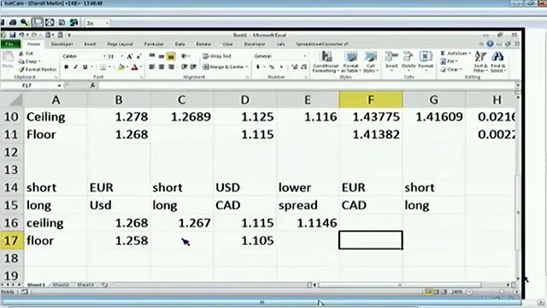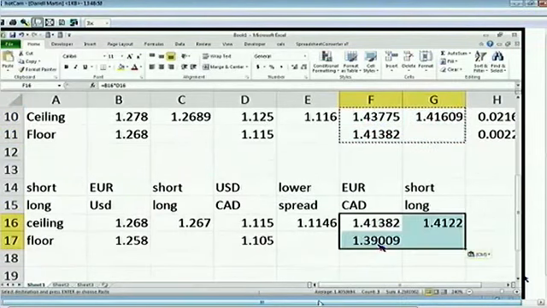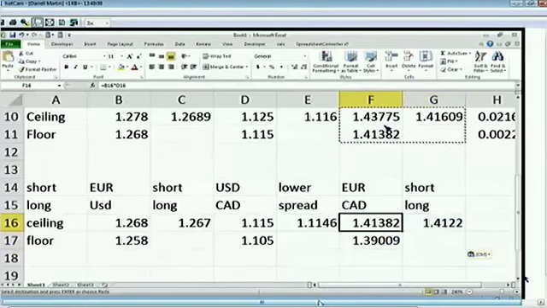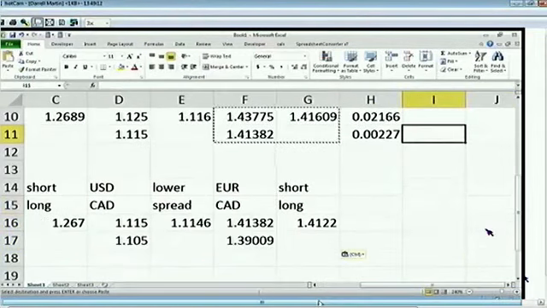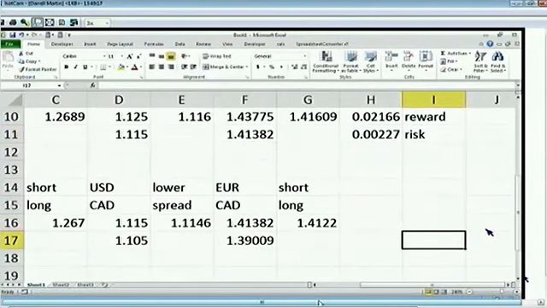And then what that would do for us right there is give us, we can just take these three numbers here, put them in there. That's letting us sell the 1.4382. Look at that, how that matches. Floor and ceiling of the lower spread. And that gives us a floor right there. And that gives us a short at 41.22, which, you know, this being risk, this being reward. And then risk and reward doing the same thing.